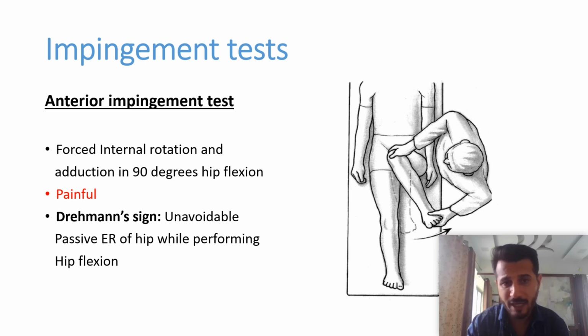We also have some impingement tests for FAI. In the anterior impingement test, the patient will have pain in flexion, adduction, and internal rotation. Now, this is not a very specific test, but combined with other modalities for diagnosis, we can come to a conclusion that the patient has FAI. These patients sometimes have unavoidable passive external rotation while performing hip flexion, and that's called the Drehmann sign. And I'm sure you all must be knowing about this sign in conditions like AVN and SCFE as well.